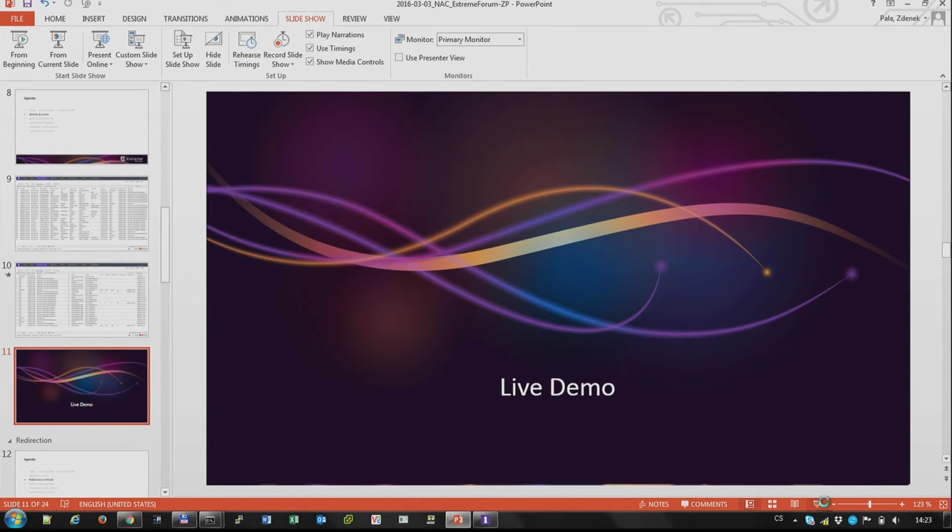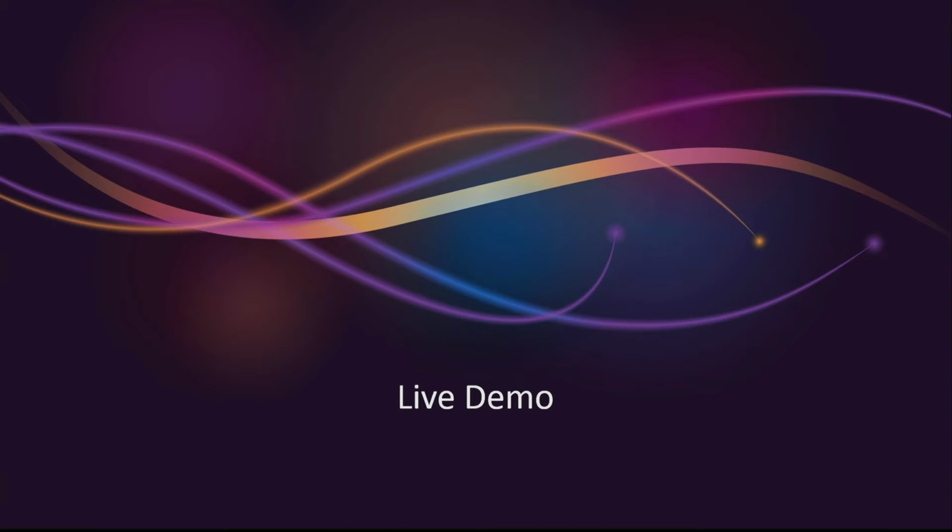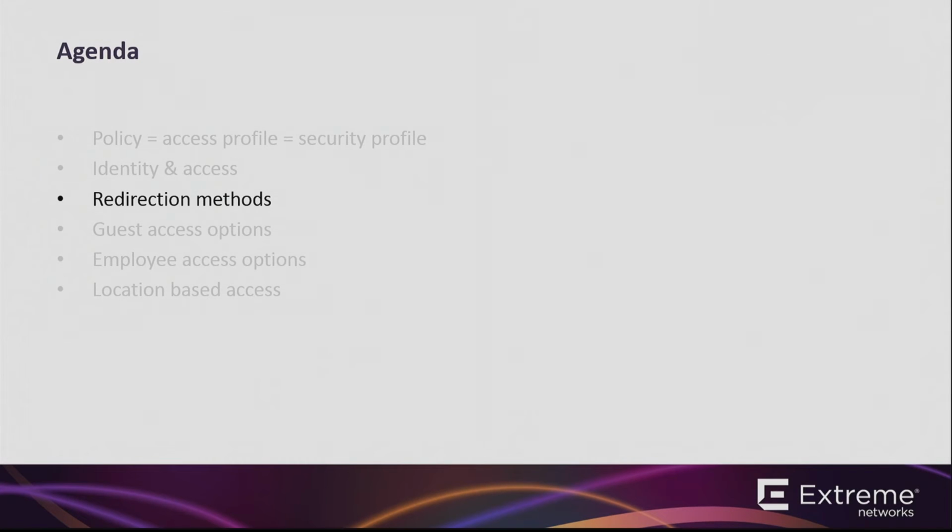So let's return to something which is called redirection methods. So based on those attributes, I can apply the correct profile. But network is not only about employees, it is also about guests. So if the guest will connect, I need to have him onboarded, right? So some portal, something like that.